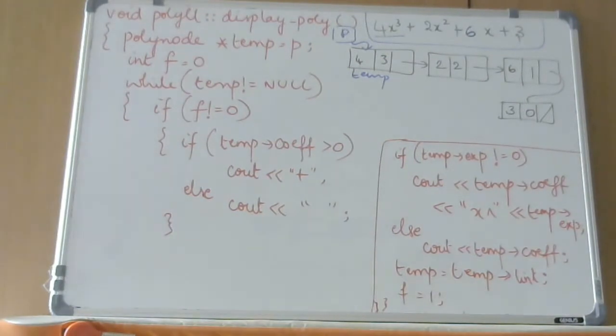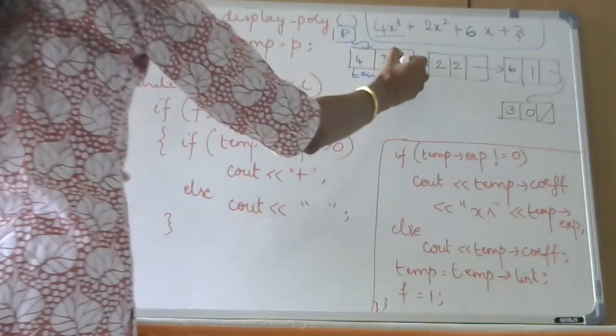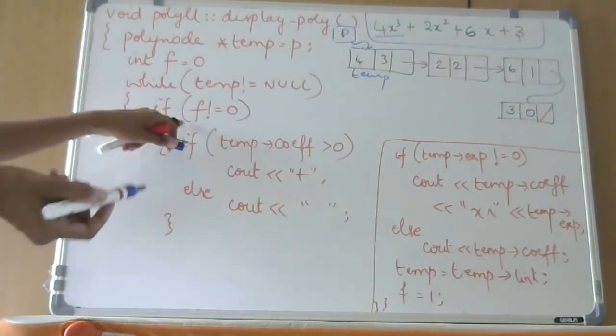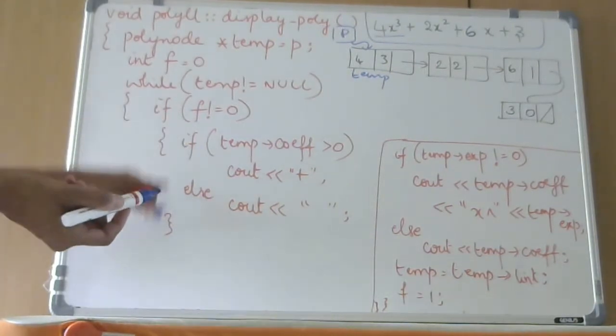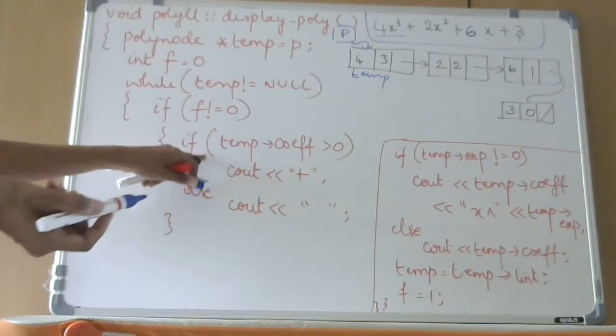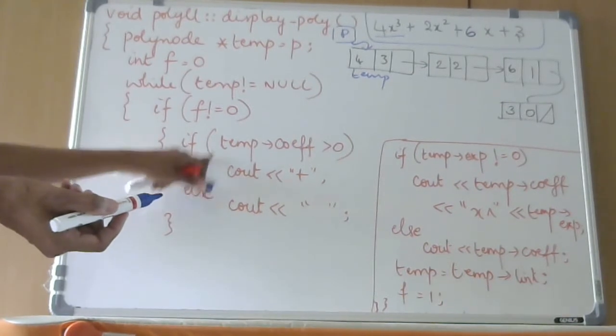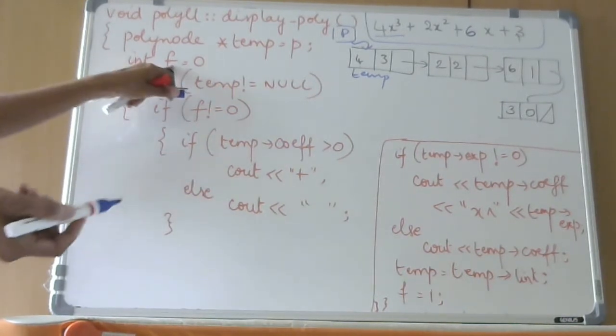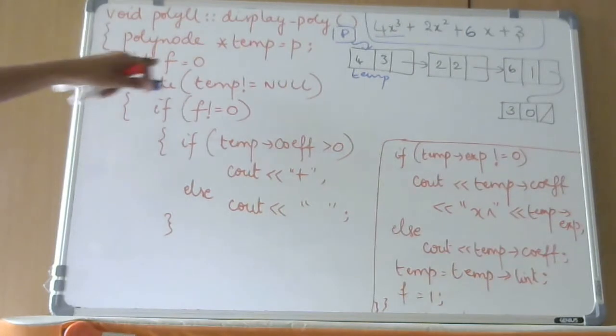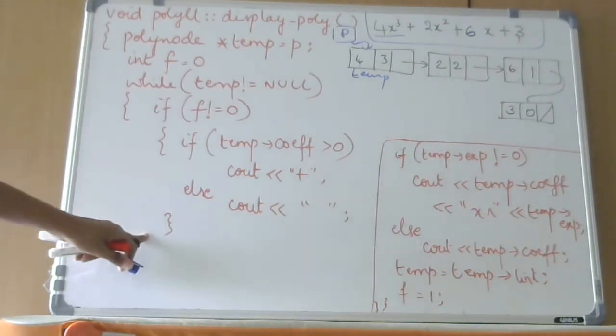Int f is equal to 0. I am just using f for some kind of counter purpose. So, while temp is not equal to null. It's not equal to null. Correct? So, if f is not equal to 0, then I am going to display all these things. But in this case, for the first term to be displayed, f is going to be 0. Correct? So, it will come out of this.